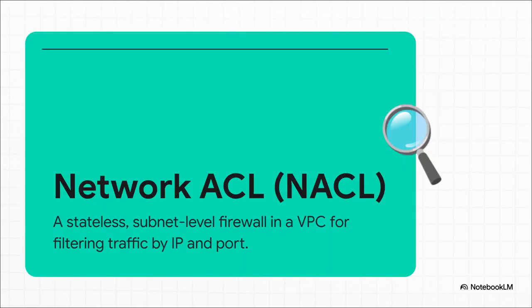You should think of a NACL as more like a simple fence around the property line of your entire VPC. That's your private chunk of the AWS cloud. It's a much more basic kind of firewall. It just decides what kind of traffic is allowed in or out of your network subnets, based on really simple rules like IP address and port number.